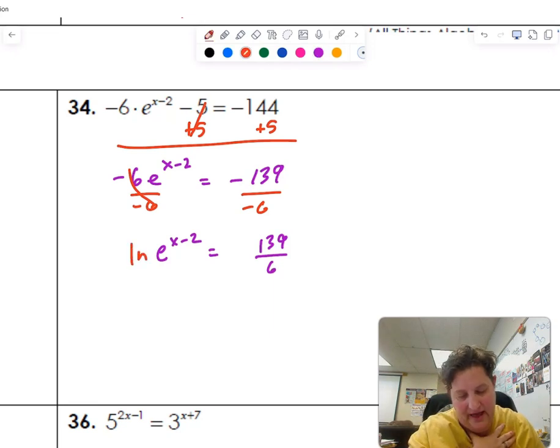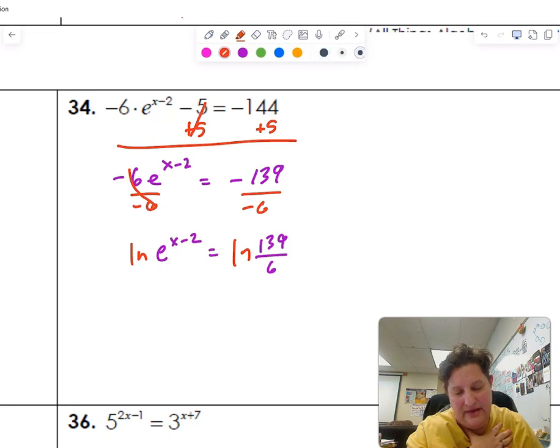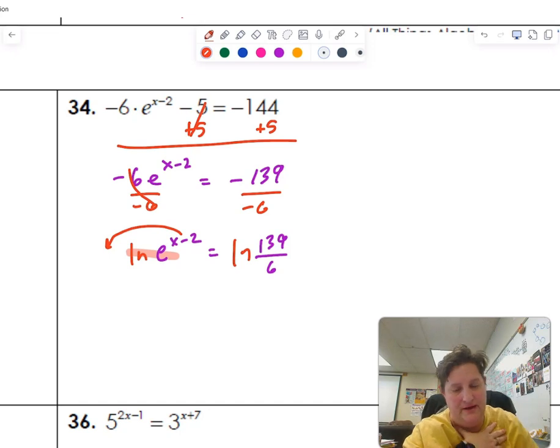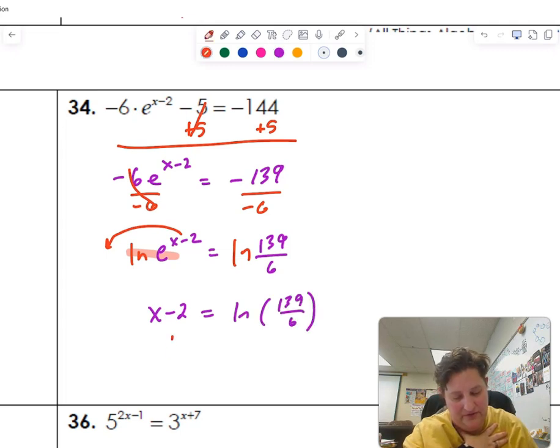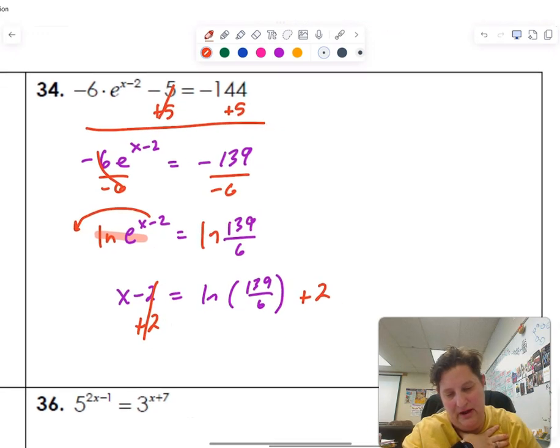Now, guys, we're going to take the ln of both sides because remember, when we do ln of e, it crosses out. And I can just bring that down with ln e, okay? So I end up getting x minus 2 equals the ln of 139 over 6. And then all you guys have to do is add 2. Okay? Go into your calculator.